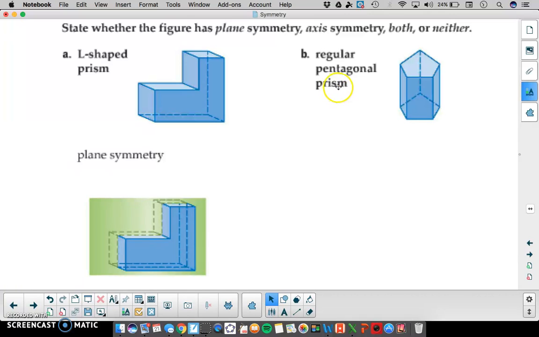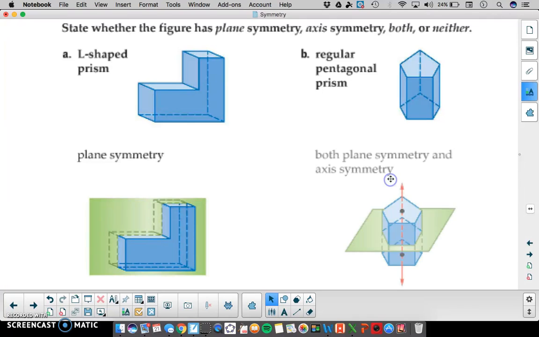Here in the regular pentagonal prism, if we were to again slice through the center of the lateral edge on each of those lateral edges, we would have plane symmetry. Or we could draw a surface straight down through this middle of both bases, and we could create plane symmetry that way. We could also create axis symmetry through the center of the bases. So when we draw that line, we could rotate that figure and that regular pentagonal prism would look the same as we rotate around.